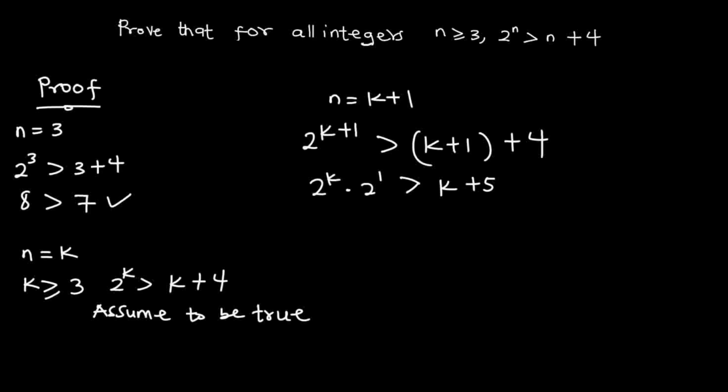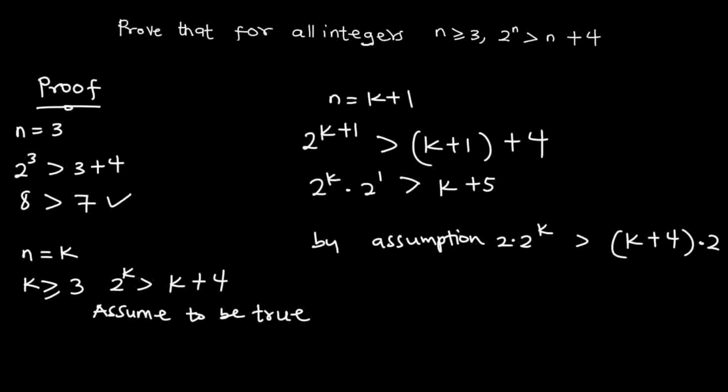Now let's go back to the assumption. By the assumption, we know that 2 to the power k is greater than k plus 4. That's what we assumed here. Because of this 2 here, I'm going to multiply both sides by 2. Since you already know that 2 to the power k is greater than k plus 4, when we multiply both sides by 2, the left hand side should still be greater than the right hand side.